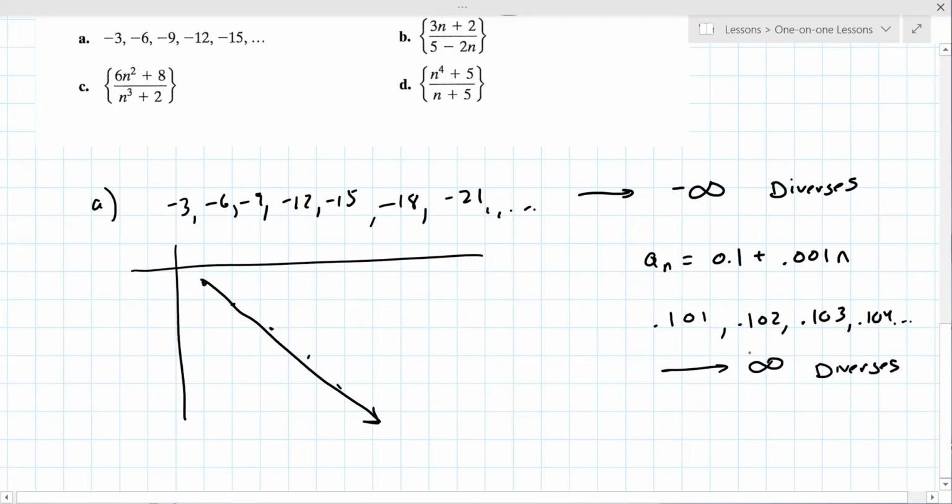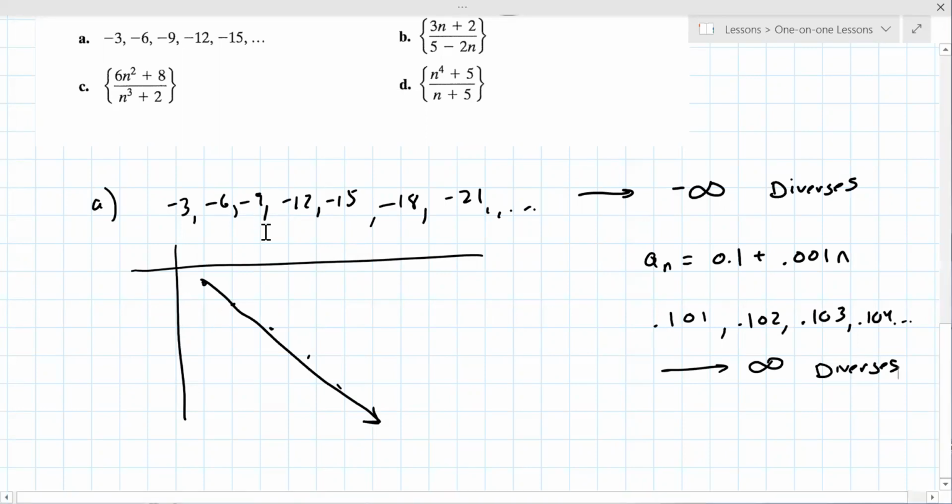So basically, it doesn't matter how small it gets, it just matters if it keeps going. If it keeps going up and up and up, positive or negative, it diverges, okay? So that's kind of like case A.